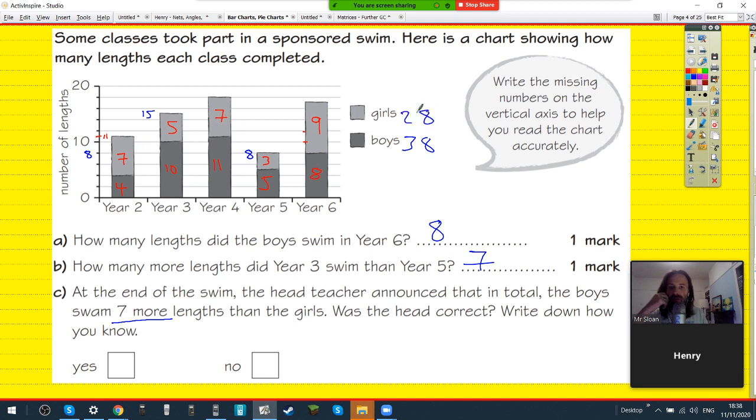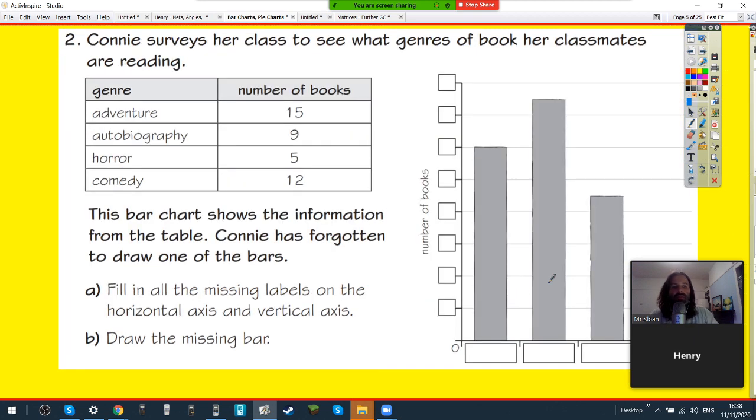So what is the difference then? 10, because the girls swim 28 lengths and the boys swim 38 lengths, leaving a 10 lengths difference, not 7. That's it. Great. Any questions here? No. So that was a big, difficult question.